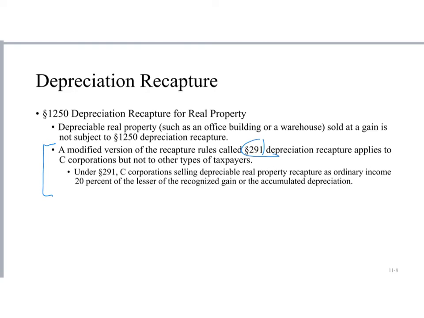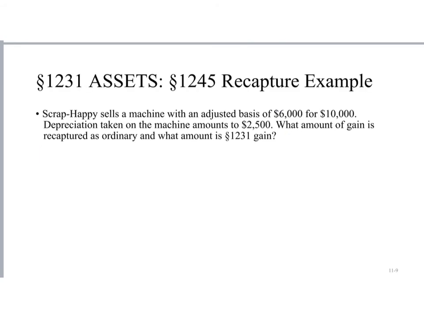Under Section 291, C corporations selling depreciable real property recapture as ordinary income 20% of the lesser of the recognized gain or the accumulated depreciation. So if you had a large amount of accumulated depreciation, you're only going to recapture 20% of that. Again, this is not the focus of our discussion, because we are mostly concerned with individual taxation here. All right, so let's look at another example just to make sure we've got everything squared away.